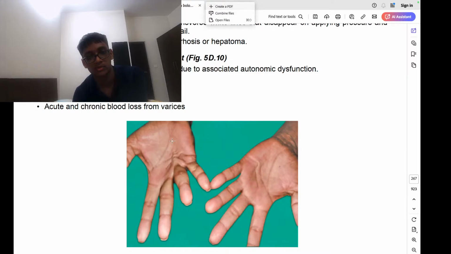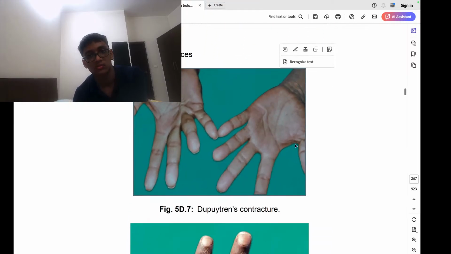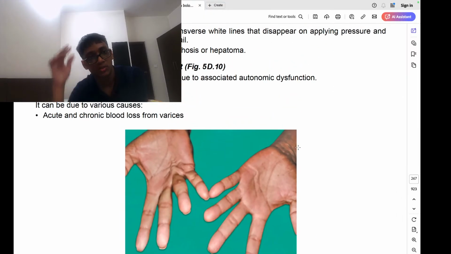This is the Dupuytren's contracture. Then parotid and lacrimal gland enlargement. It is seen commonly in alcoholic cirrhosis due to associated autonomic dysfunction.